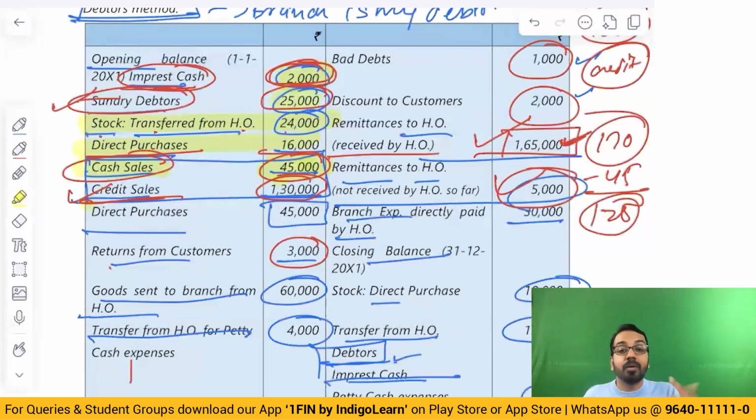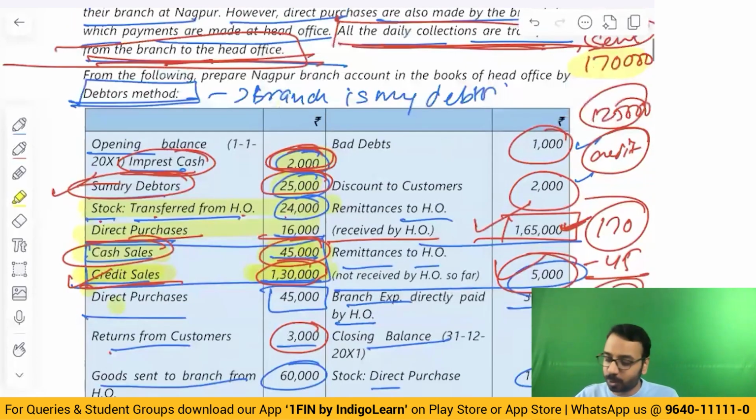Then credit sales. Will I record credit sales? I will not record here. Why? That is between the branch and the customer. So this credit sales will be recorded in the memorandum, customer's account or memorandum. Direct purchase is 45,000. Now this direct purchase of 45,000, the branch has done. But who pays for it? It is paid for by the head office. That is what the question says, right?